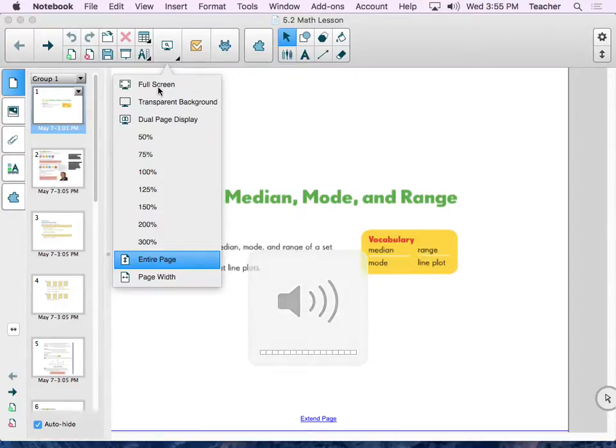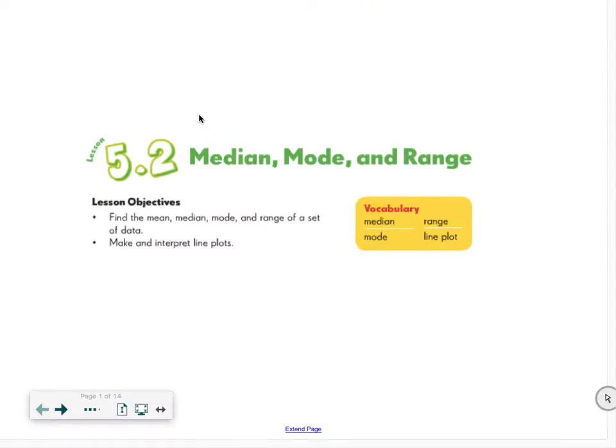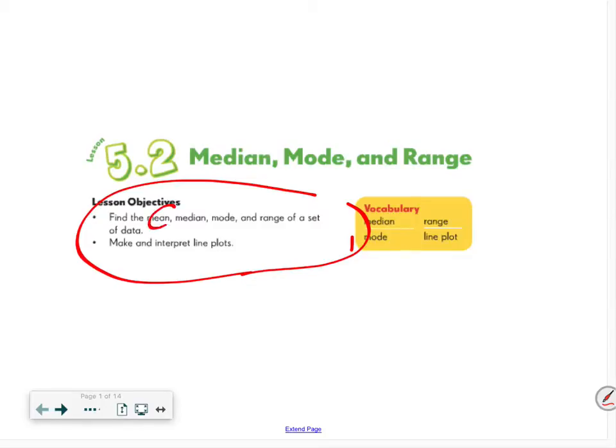Alright, hey guys, if you are watching this video, this is going to be a review on how to find the mean, median, mode, and range. There are two things that you should have gotten from this video at the end: if I gave you a list of numbers, finding the mean, the median, the mode, and the range.